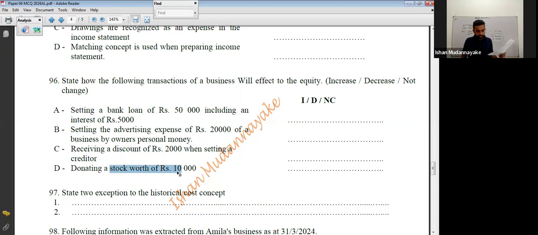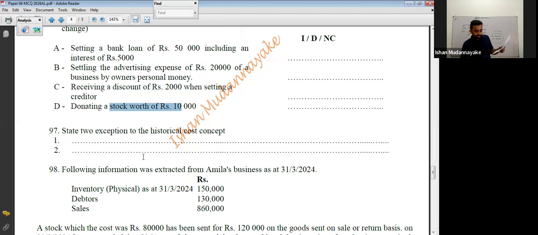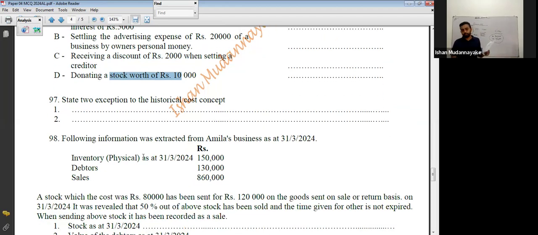Now question number 97. State two exceptions to the historical cost concept, two situations where you violate the historical cost concept. One is revaluing property, plant and equipment. The other one is calculating the net realizable value of inventories.